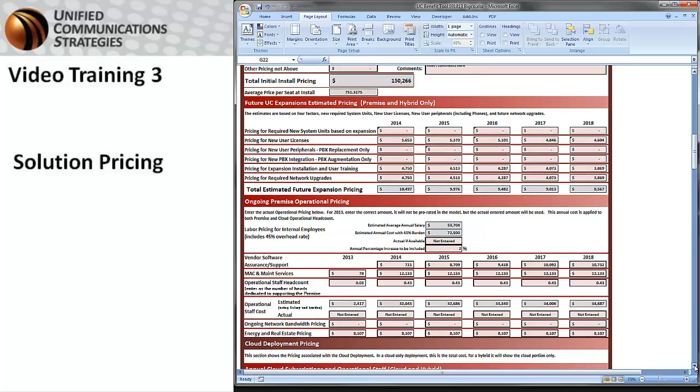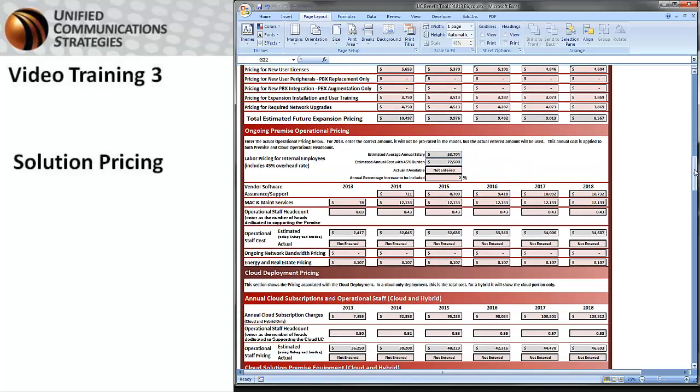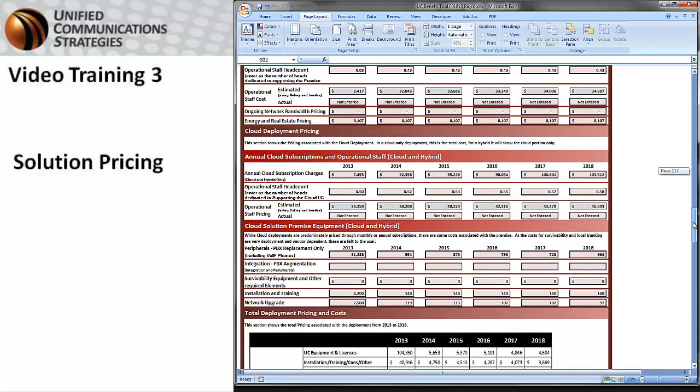If we go down a little bit farther here, we see that the rest of this is cloud deployment pricing. So here's cloud deployment pricing, annual cloud subscriptions, based on the subscriptions that were specified. And then what is the cloud premise equipment that's required?